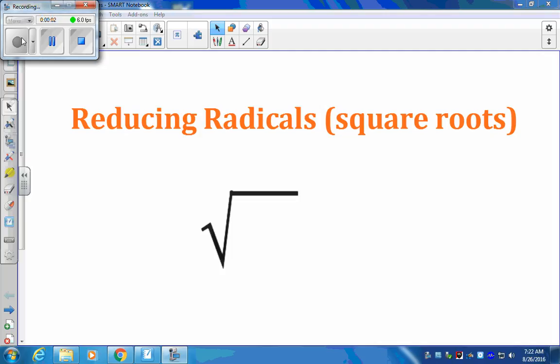This is Unit 1, Lesson 3, Reducing Radicals. Okay, we're going to start with square roots and then take a look at cube roots and other things as well. So remember, a square root, this is a symbol that we use for square root.